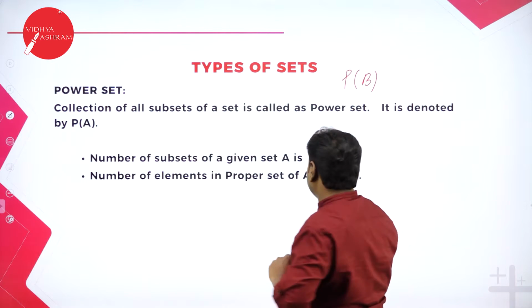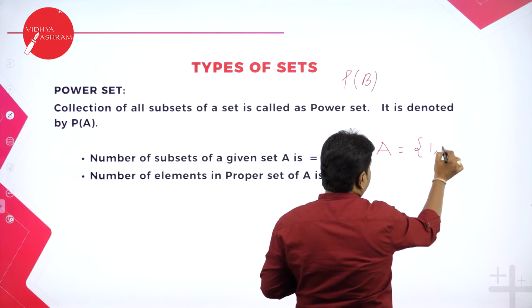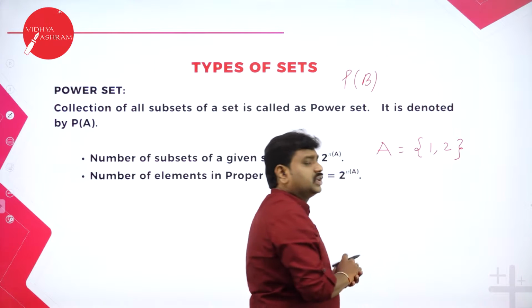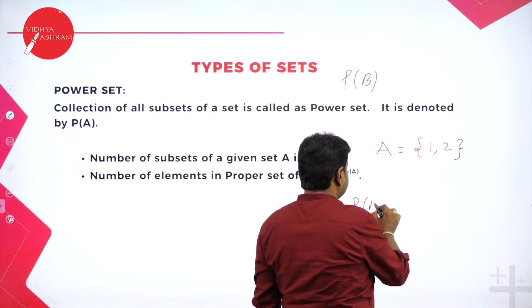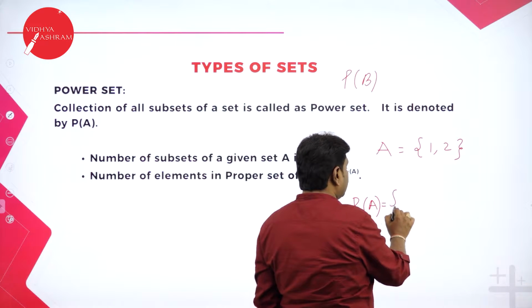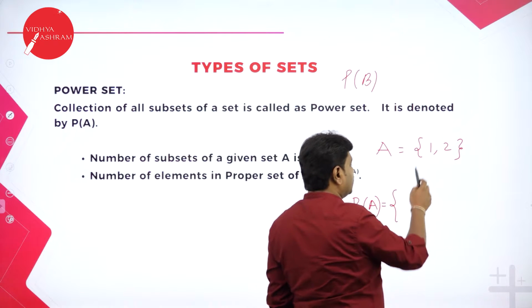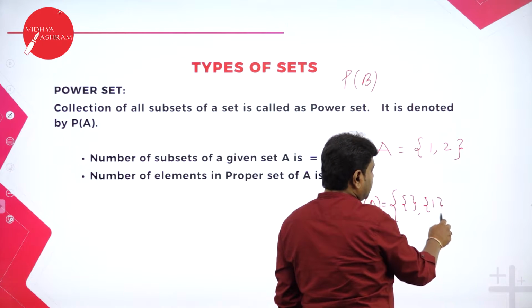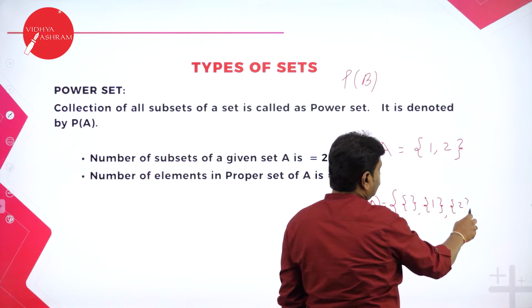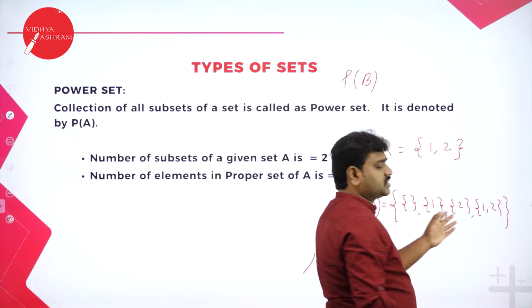For example, I'll take one set called A. A is 1 comma 2. A is a set. Now I'll write the power set of A. What is P of A? Power set means the collection of all the subsets, and collection means you should write it in a set. What are the subsets of 1, 2? The null set is a subset of any set. Then the set containing only 1, the set containing only 2, then the set containing both 1 and 2. So these are the subsets.